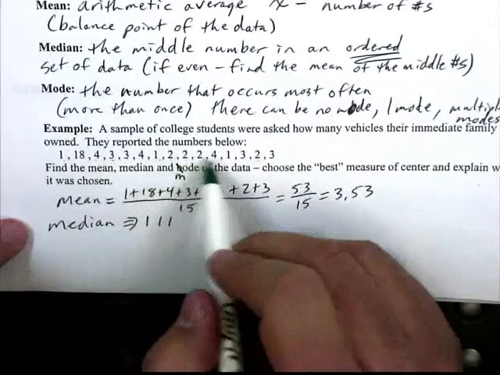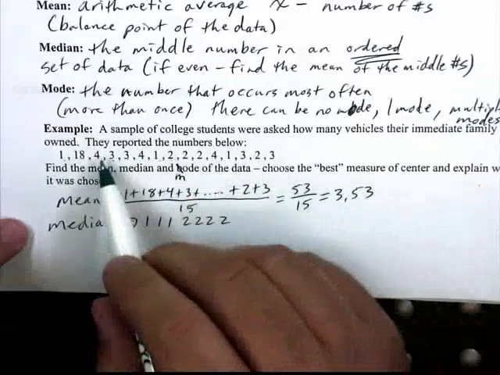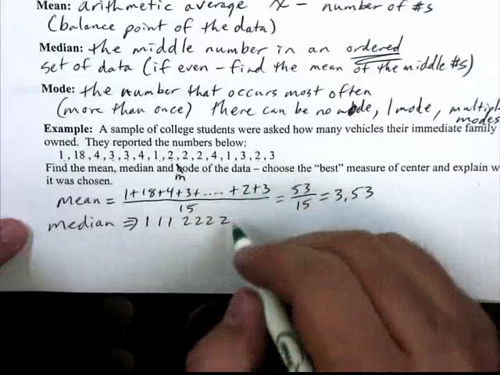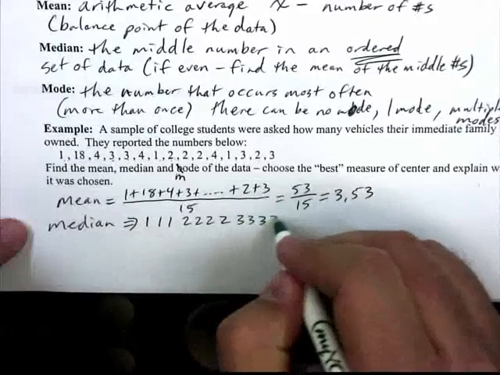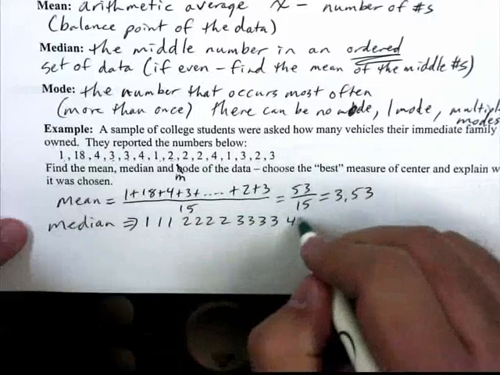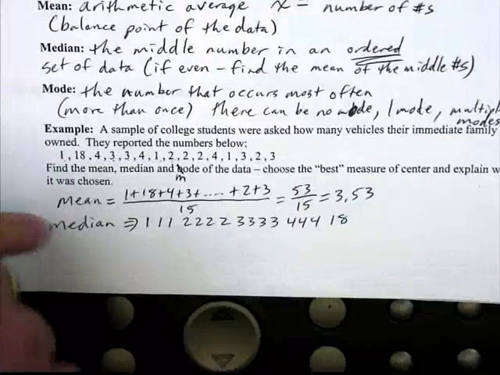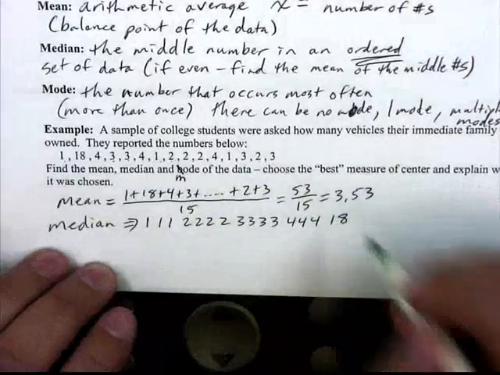I've got 1, 2, 3, 4 twos. I've got 1, 2, 3, 4 threes. I've got 1, 2, 3 fours. And then I've got that 18. Must be a car collector or something, I don't know.